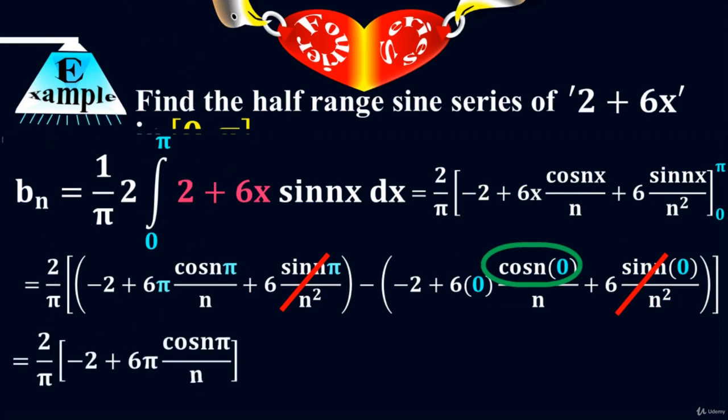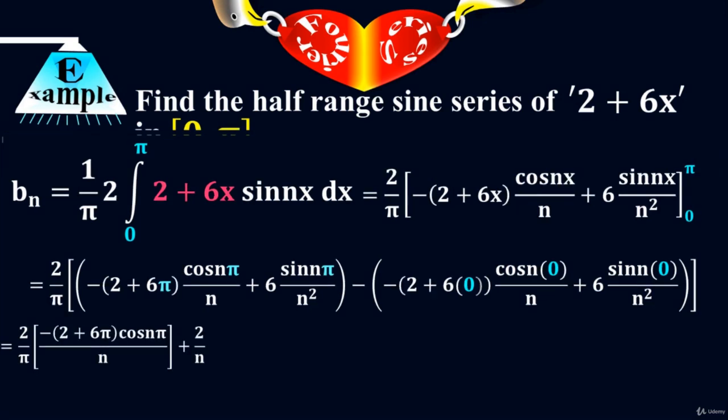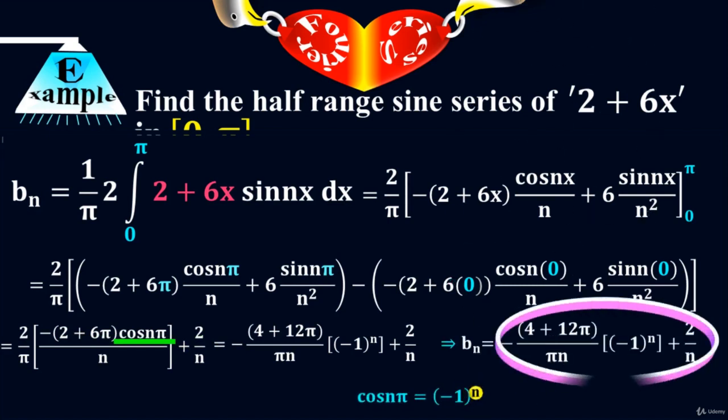So I am only left with minus 2 plus 6 pi times cos n pi over n, which equals minus 4 plus 12 pi over n pi times cos n pi, where cos n pi equals minus 1 to the n. It depends on the value of n. So this is my final value for b sub n.